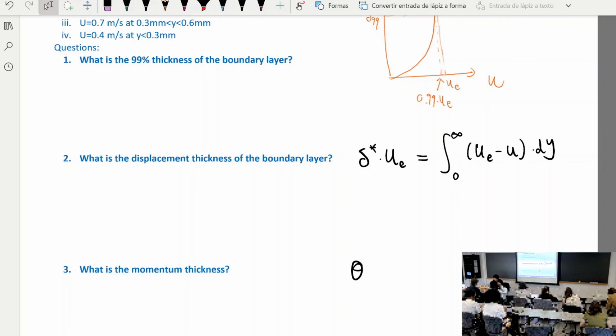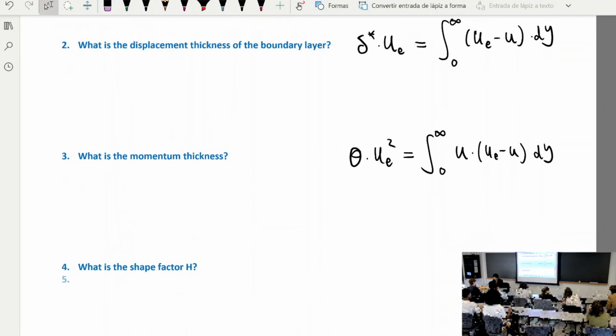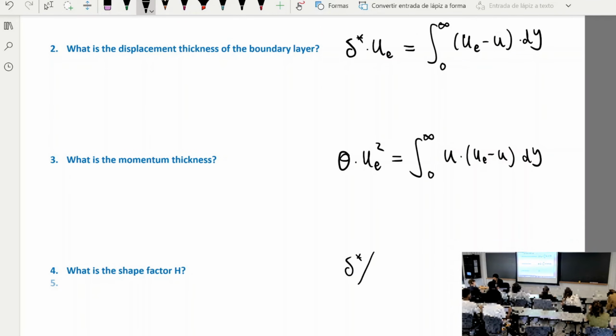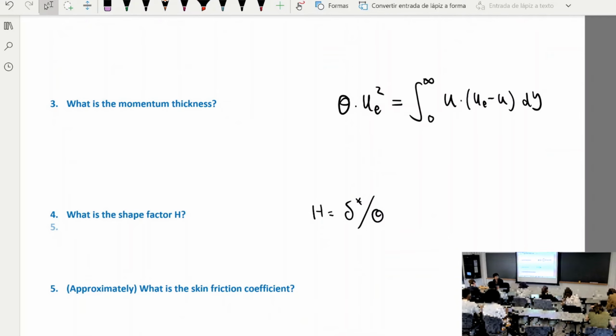Okay, momentum thickness is the following. Theta is defined by theta times Ue squared. We're considering incompressible flow, but in reality all of them are multiplied by rho, so let's just think of rho as constant right now. Theta is equal to the integral from 0 to infinity of U times (Ue minus U) dy. And the shape factor H is the ratio between delta star and theta.